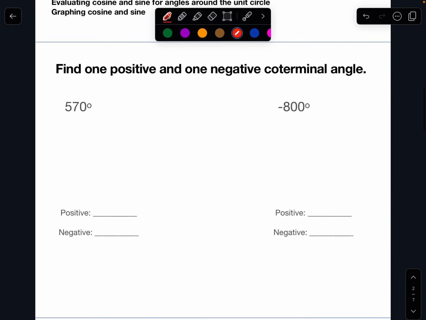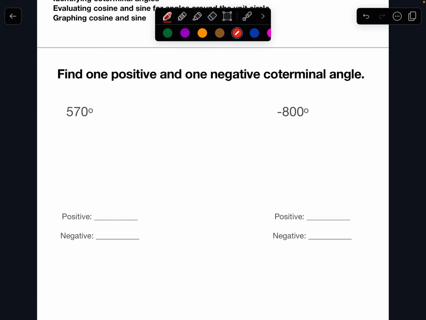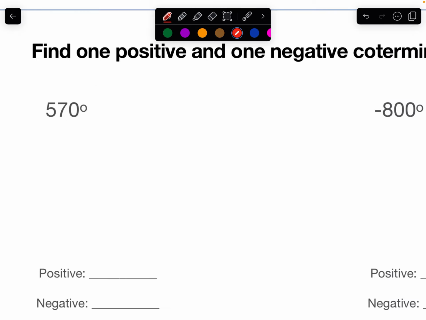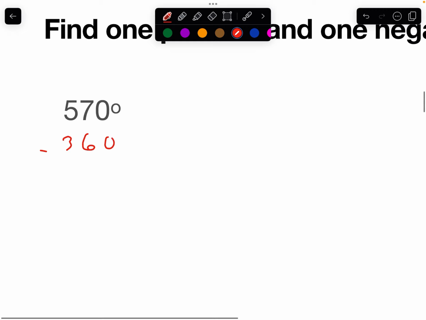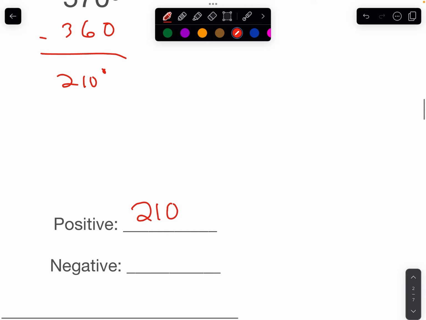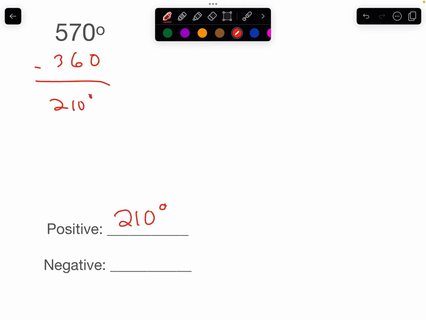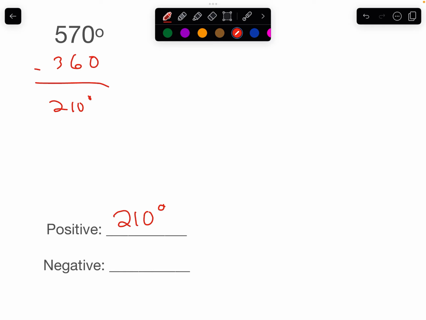Let's start with that concept of coterminal angles. These are angles that share the same terminal side, and so their measures differ by a multiple of 360 degrees. To take 570 degrees and find one positive and one negative coterminal angle, we can either add 360 degrees, subtract 360 degrees, or do that multiple times. Even if I subtract 360 from 570, I'm still going to have a positive angle of 210 degrees. That's one positive coterminal angle. There are infinitely many others we could have gotten by adding 360 multiple times.